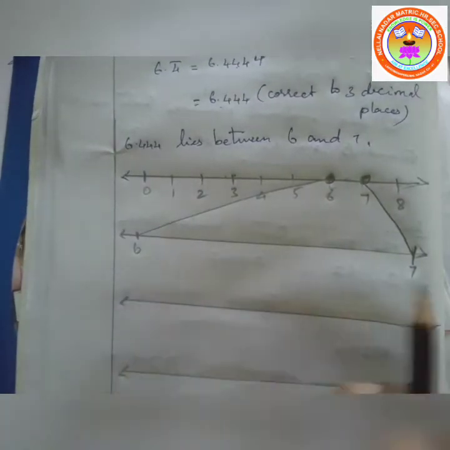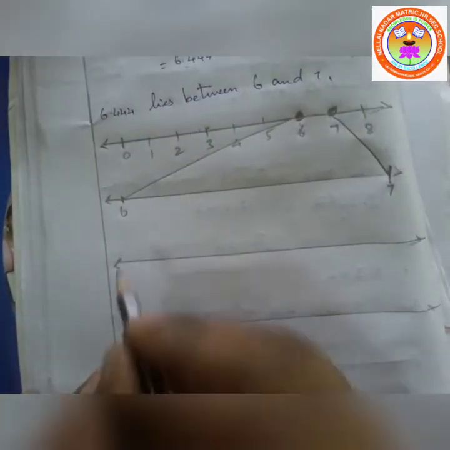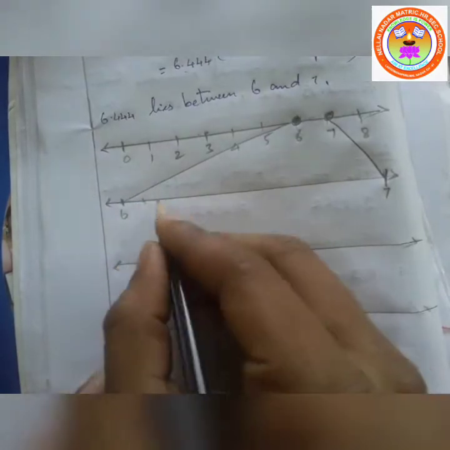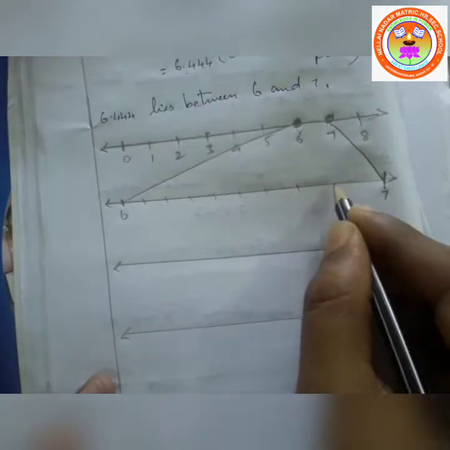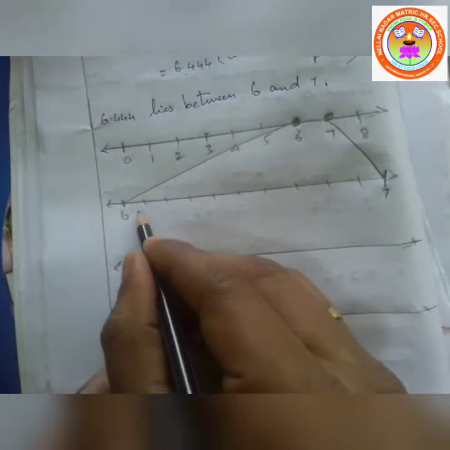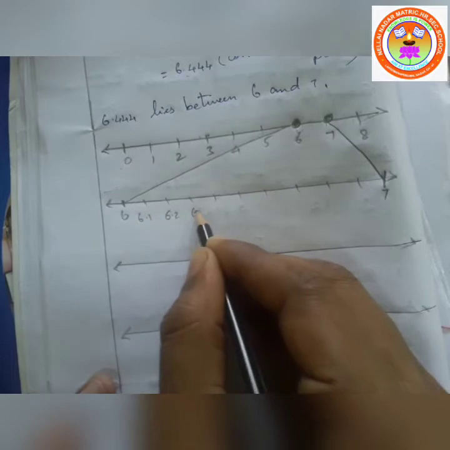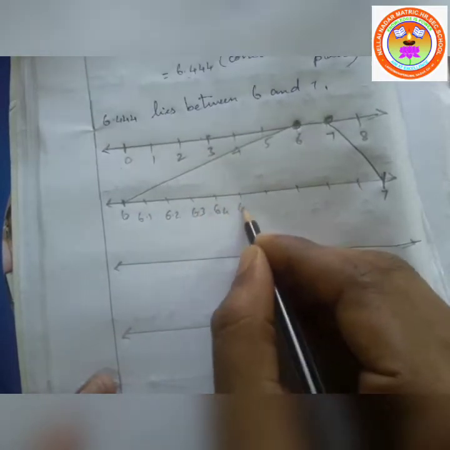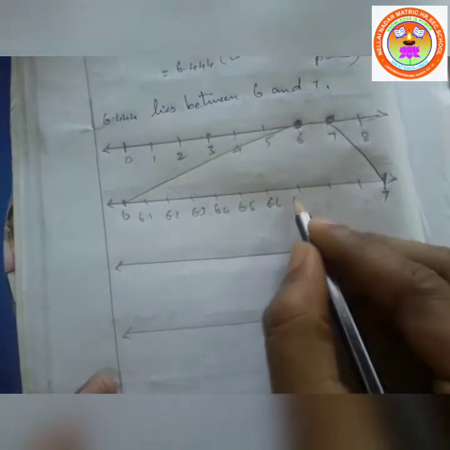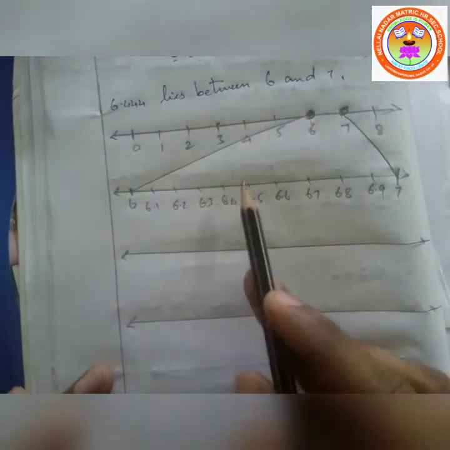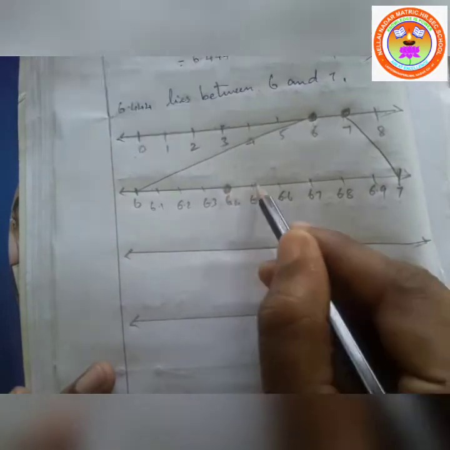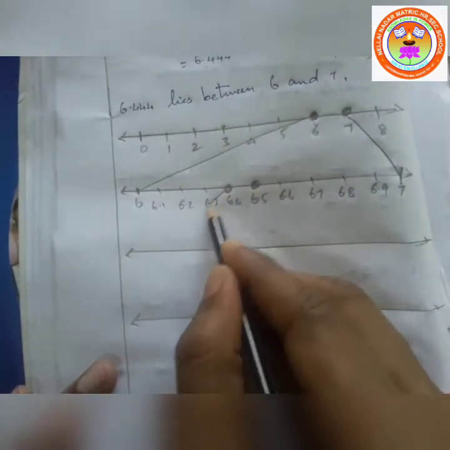In between 6 and 7, what are all the numbers that will come? Tell me. Yeah, very good. 1, 2, 3, 4, 5, 6, 7, 8, 9. So 6.1, 6.2, 6.3, 6.4, 6.5, 6.6, 6.7, 6.8, 6.9, 7. So here this 6.444 lies between 6.4 and the next, 6.5. So we have to expand this.